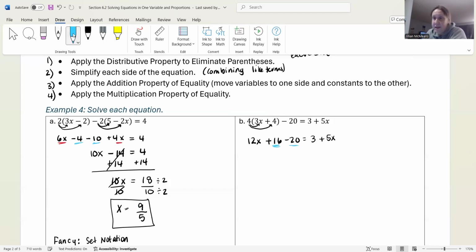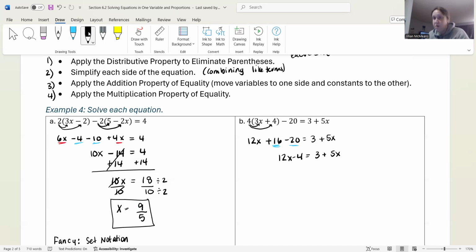So we have 16 minus 20. So 16 minus 20 would just be -4. So this is going to become 12x minus 4 equals 3 plus 5x. So we're at a point now where the left-hand side has a single variable term and a single constant term. The right-hand side has a single variable term and a single constant term. This is when you apply your properties.